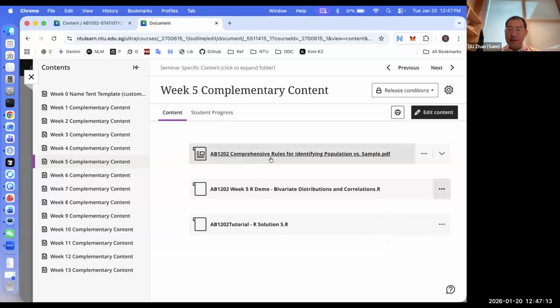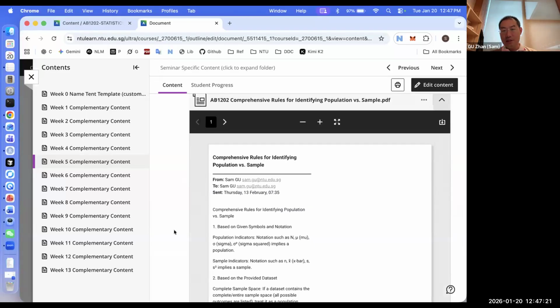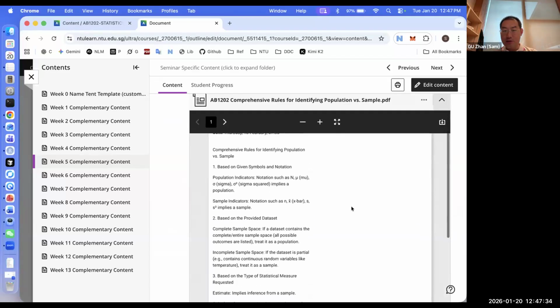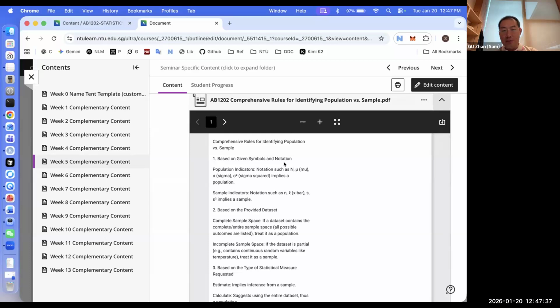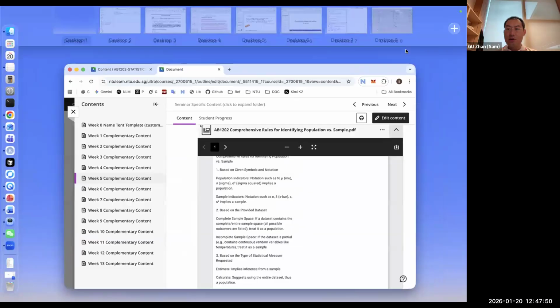You also see the complementary rules for identifying population and sample. This is supplementary reading for you. You read this document to understand overall, in this course or in the test, when you should treat the data that you have as a population or a sample. There are comprehensive rules. For example, you can differentiate population and sample based on the given symbols and notations in the provided data set. Population and sample have different notations. So let's have a quick look.